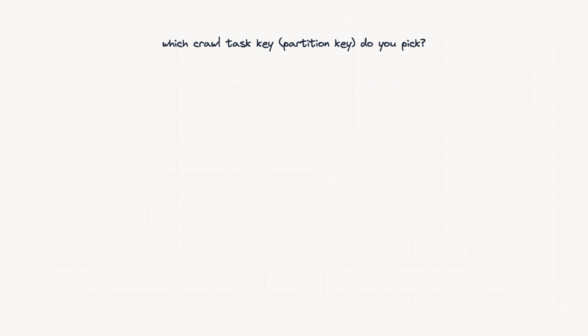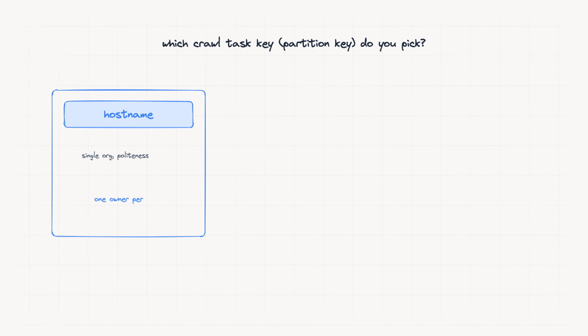So which one do you actually pick? It genuinely depends on the constraints. The interview move is to reason through them out loud, not to recite one answer. Start from hostname. For the common case, peers run by one organization where politeness is a hard requirement, it's the cleanest fit. One owner per host, a single authority for robots.txt, crawl rate, and dedupe. And hot shards don't force you off it because the helper mechanism absorbs the load.